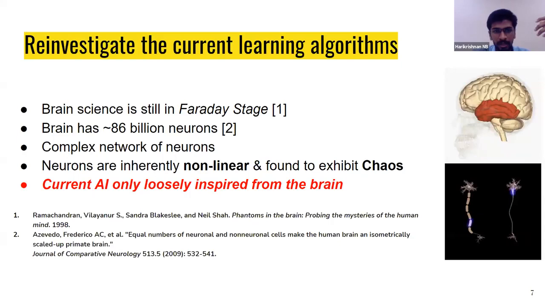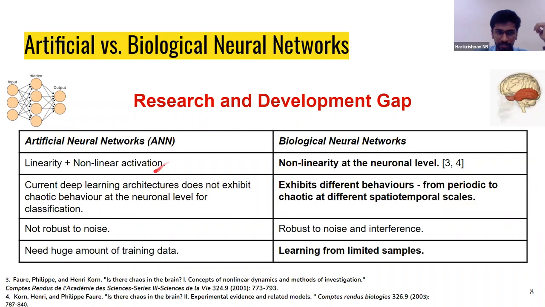Now we can see the research gaps between the current ANNs and biological neural networks. Today's ANN neurons are actually a linear operation, or to be precise, an affine operation followed by a nonlinear activation. But biological neurons are inherently nonlinear. Current deep learning architecture does not exhibit chaotic behavior at the level of the neuron for classification, whereas in biological neural networks, chaos is a fundamental property exhibited at the level of a neuron and also at different spatio-temporal scales.